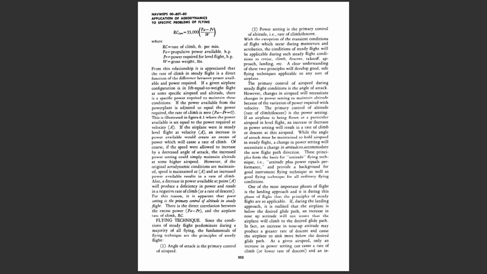The primary control of airspeed during steady flight conditions is the angle of attack. However, changes in airspeed will necessitate changes in power setting to maintain altitude because of the variation of power required with velocity. The primary control of altitude, rate of climb or descent, is the power setting. If an airplane is being flown at a particular airspeed in level flight, an increase or decrease in power setting will result in a rate of climb or descent at this airspeed.